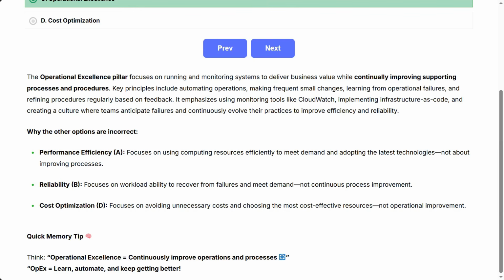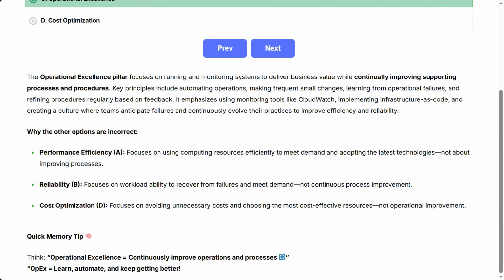Why the other options are incorrect. Performance efficiency, A, focuses on using computing resources efficiently to meet demand and adopting the latest technologies, not about improving processes. Reliability, B, focuses on a workload's ability to recover from failures and meet demand, not continuous process improvement. Cost optimization, D, focuses on avoiding unnecessary costs and choosing the most cost-effective resources, not operational improvement.